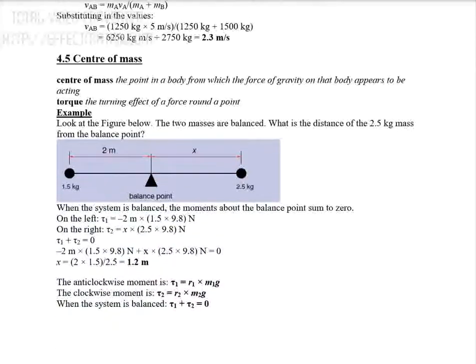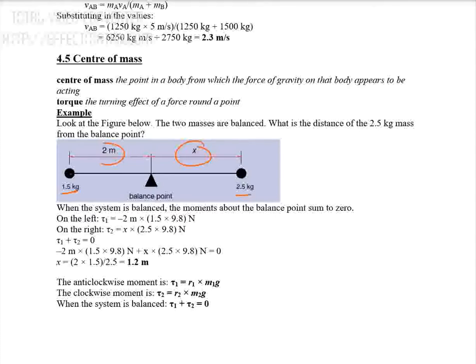Let us see center of mass of a body. You have learned about center of mass in grade 10. Now, how can we find the center of mass of a point? Let us see by an example. Look at the figure below. The 2 masses are balanced. What is the distance of the 2.5 kilogram mass from the balancing point? From this to this is 2 meters, and we have this much mass. And from this to this is unknown. It's x, and this much mass.